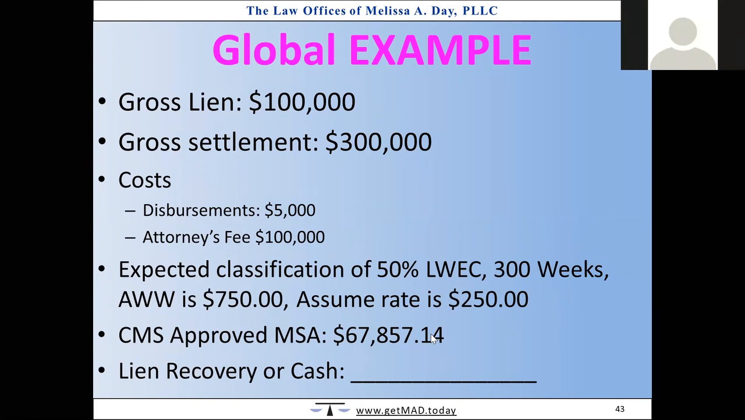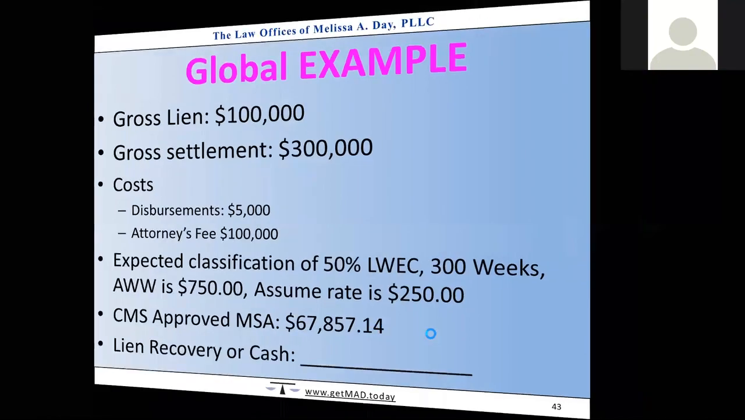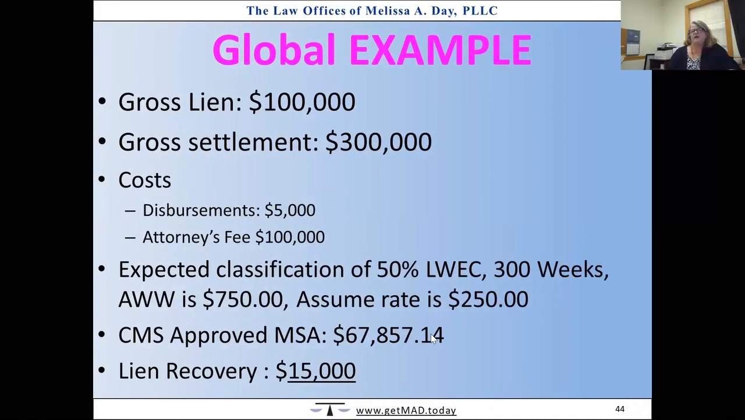The Burns obligation on the MSA would be $67,000 times 0.35, which is $23,750. Add those together, and your future expected liability on this case will be $50,000. Subtract that from your recoverable lien of $65,000, and it would be reasonable under these facts to accept a lien recovery of $15,000 in order to settle the case by a Section 32 agreement.